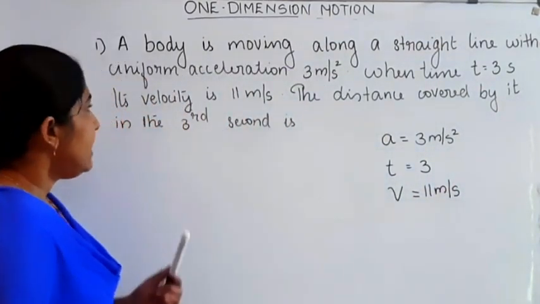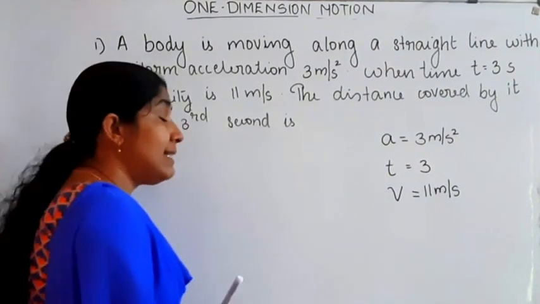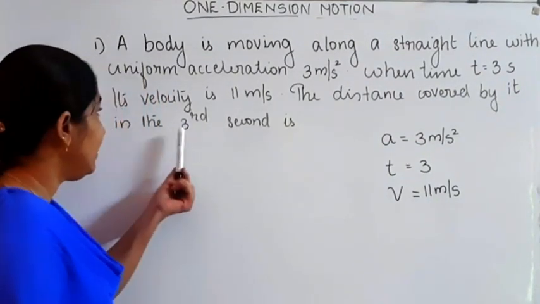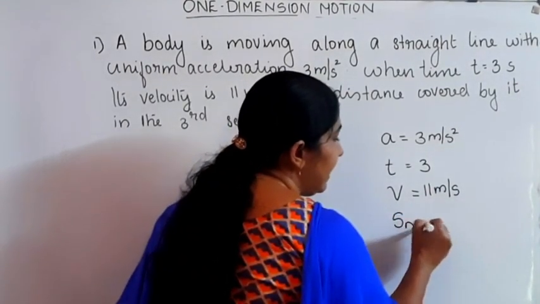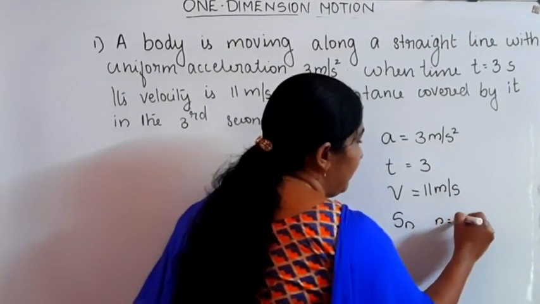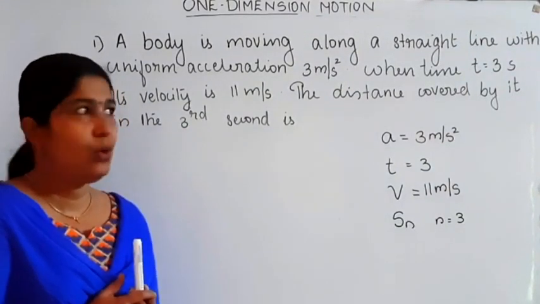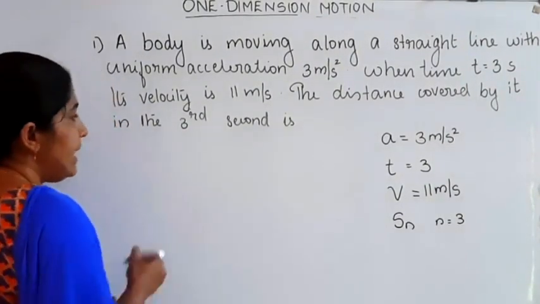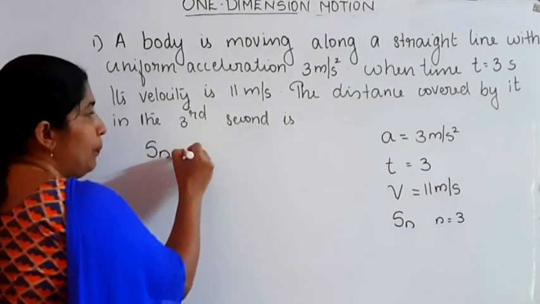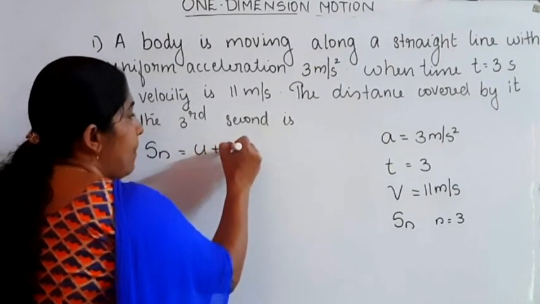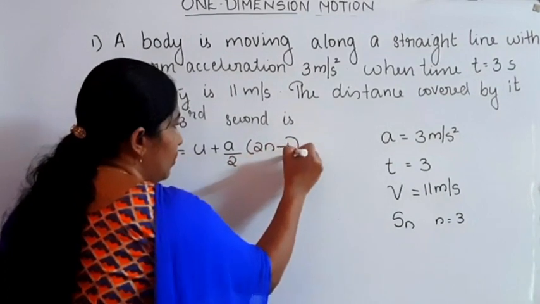We want to find out the distance covered by it in the third second. That is, we want to find out Sn, where n is equal to 3. We know that Sn, the displacement in the nth second, is equal to u plus a by 2 into 2n minus 1. This is the equation.